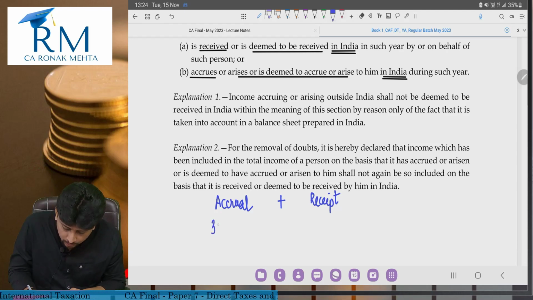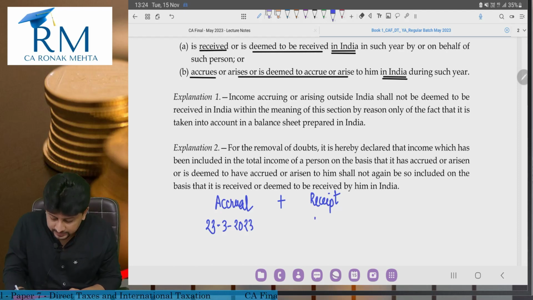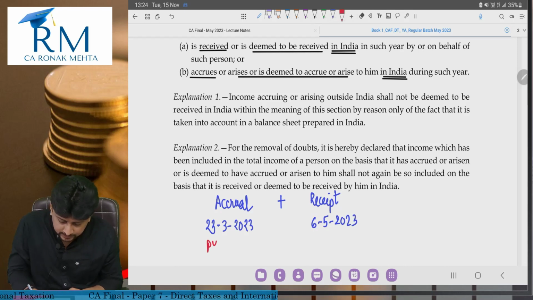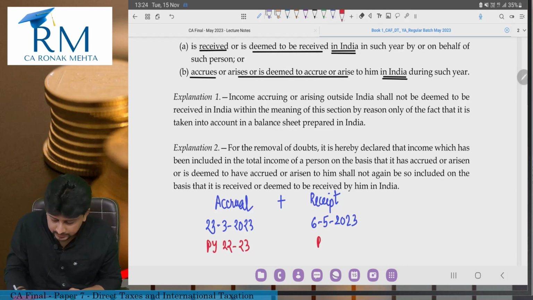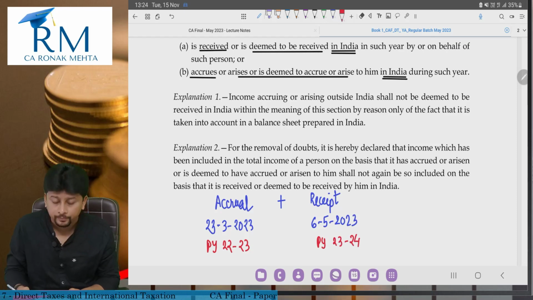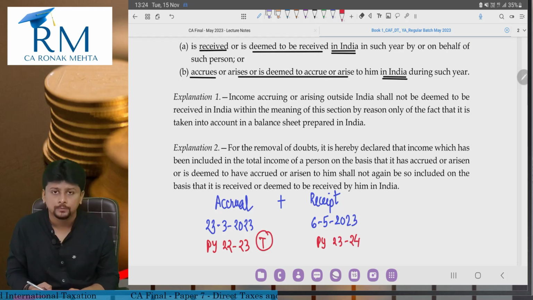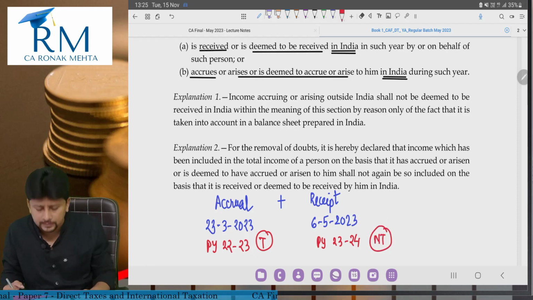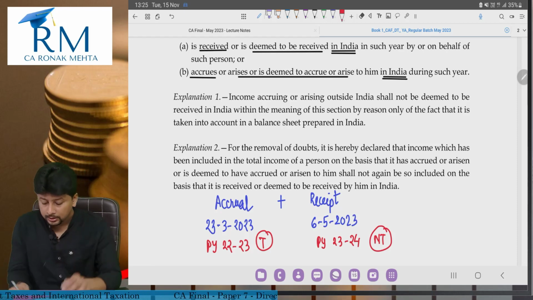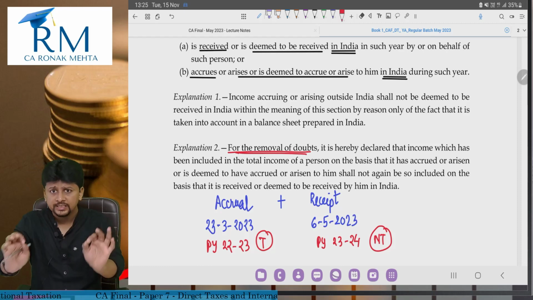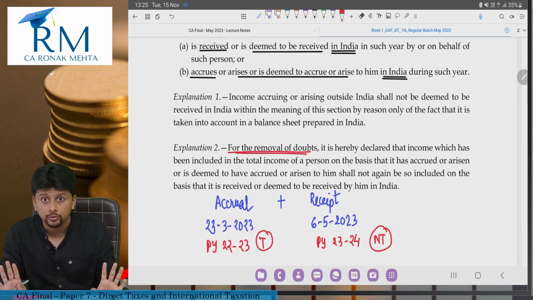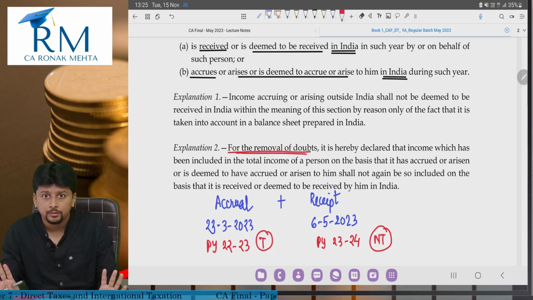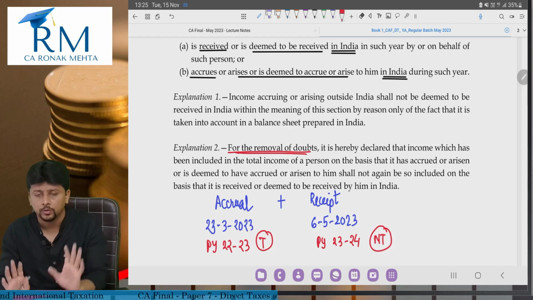If the income accrued on say 23rd March 2023 and it was received on 6th of May 2023, so this is previous year 22-23 and this is previous year 23-24. Now I have already paid tax on accrual basis. When I receive the money in the next year, I am not going to pay tax. This is pretty common sense. This is clarified for the removal of doubts. It is clarified that this is how it is going to be. So there is no confusion, no interpretation, nothing left to any interpretation skills. This is what it's going to be.